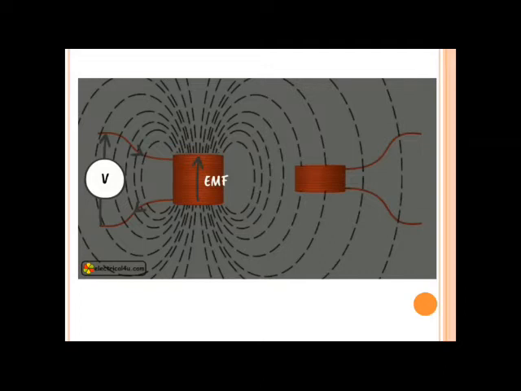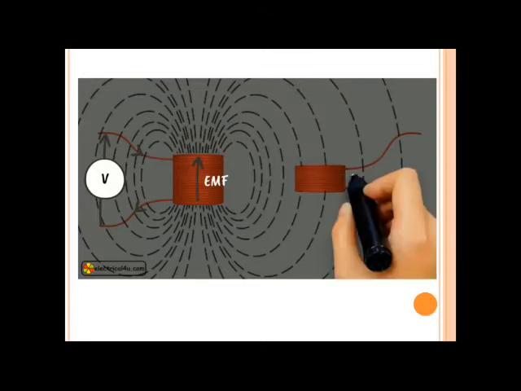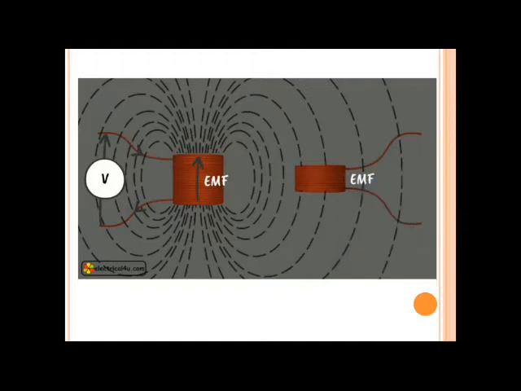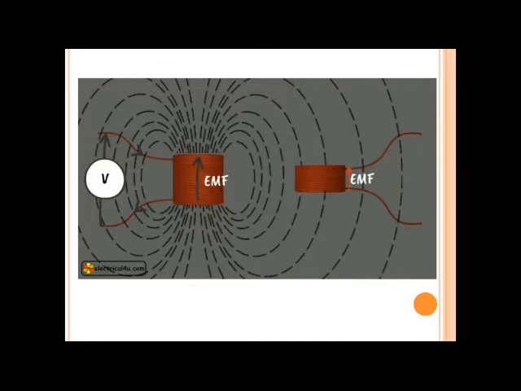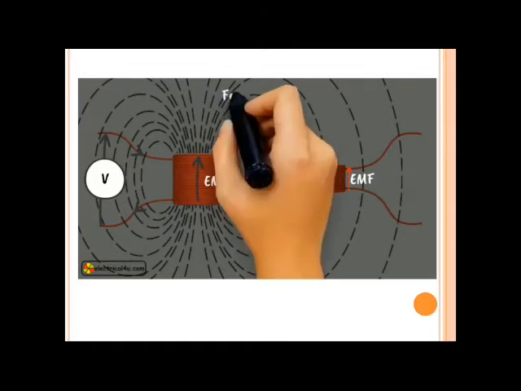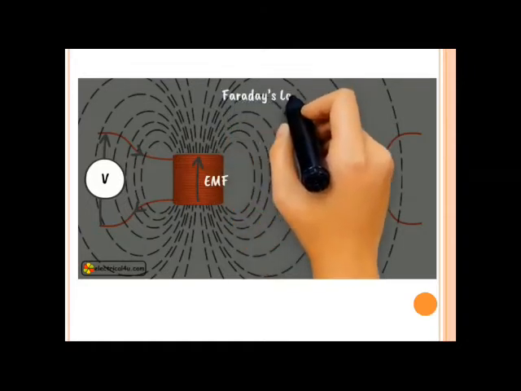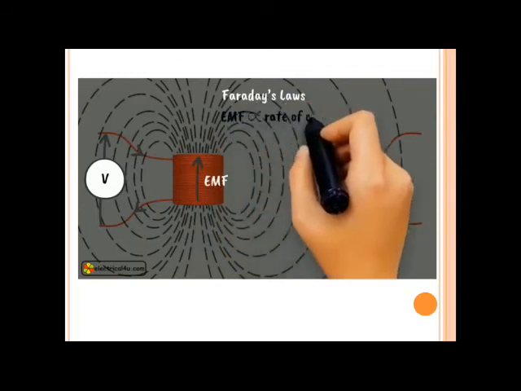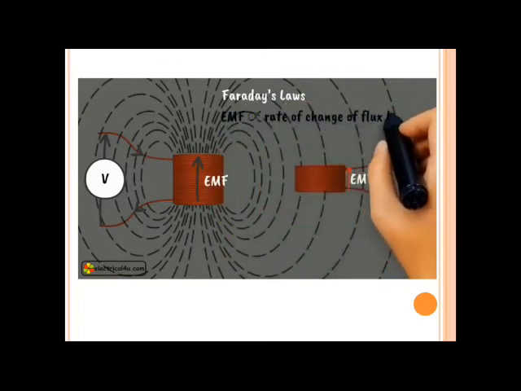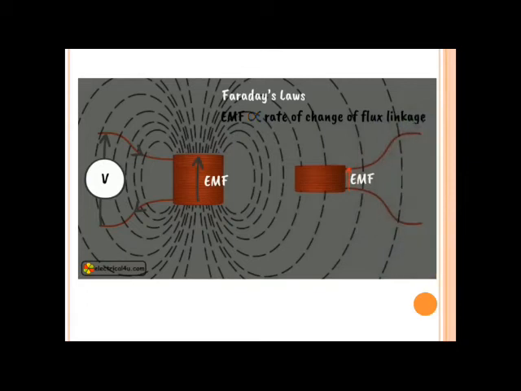Suppose one separate winding is brought nearer to the first winding, then this second winding gets linked with a portion of the varying flux of the first winding. Due to this varying flux linkage, there will also be an induced EMF across it. This induced EMF would be quite small, because the flux linkage is small. Hence, the rate of change of flux linkage is also small. According to Faraday's law, EMF is directly proportional to the rate of change of flux linkage.